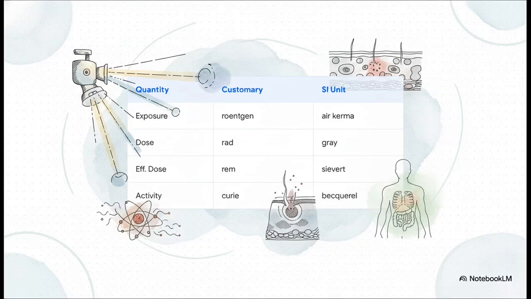For the absorbed dose that actually hits the tissue, we look at the rad, or the gray. And to estimate radiation risk, we use the rem, or the sievert. Mastering this specific vocabulary is the absolute key to clinical safety.